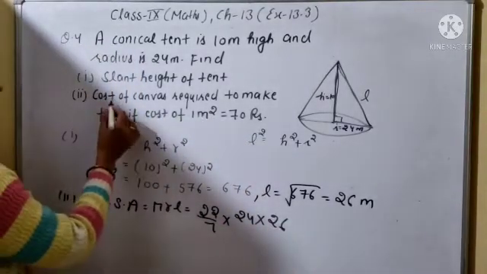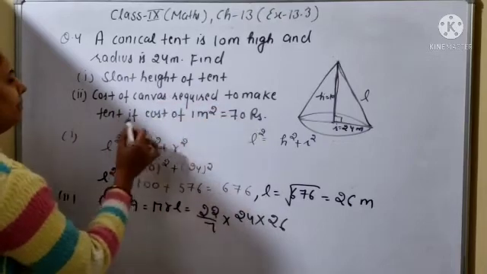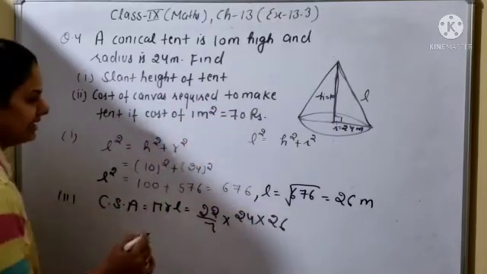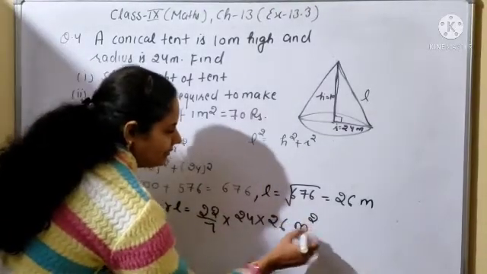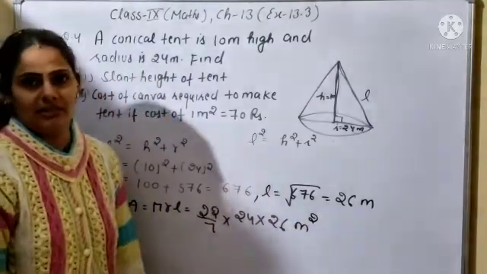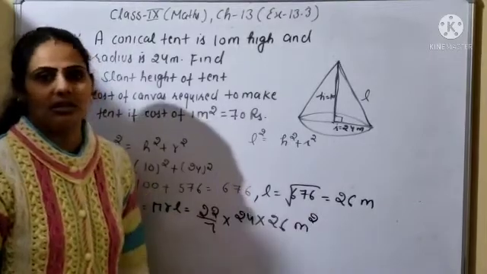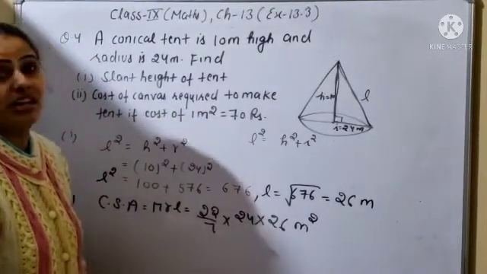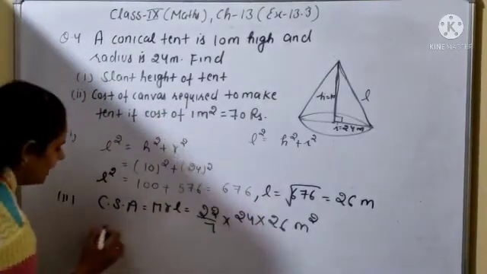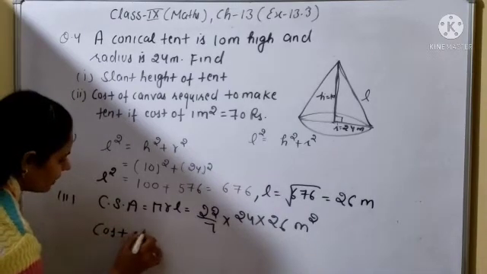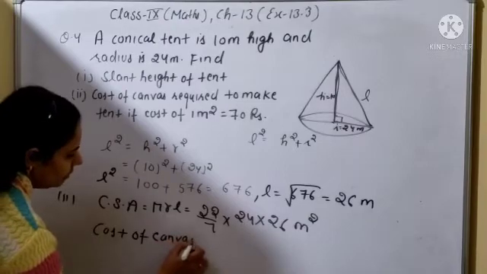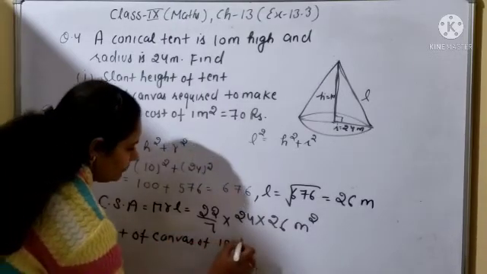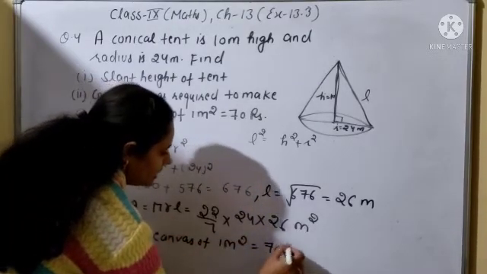Now you will find out the cost of canvas required to make the tent if the cost of 1 meter square is this, and this curved surface area will be in meter square. Then you will cancel out and find the multiplication, and you will get the solution. It will be in meter square because this is curved surface area. Now you will write down: cost of canvas of 1 meter square is equal to 70 rupees.